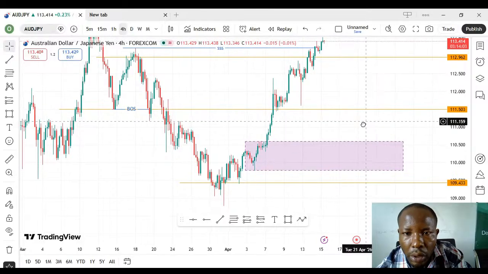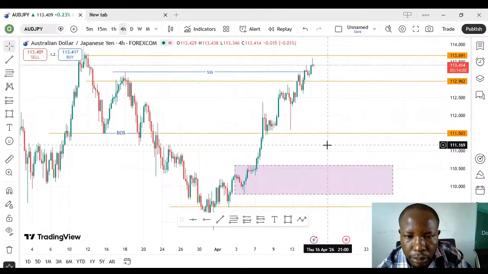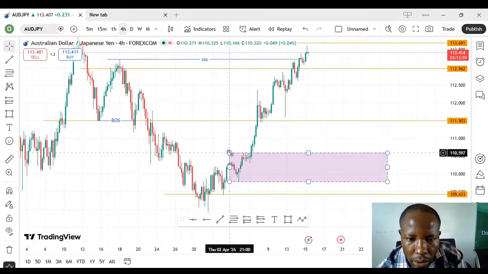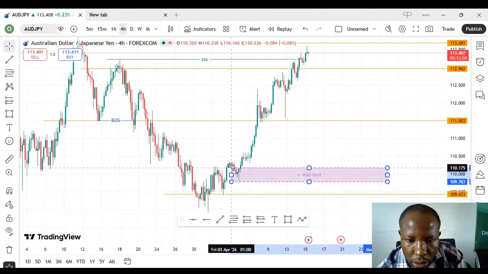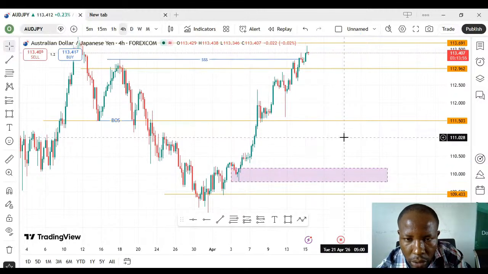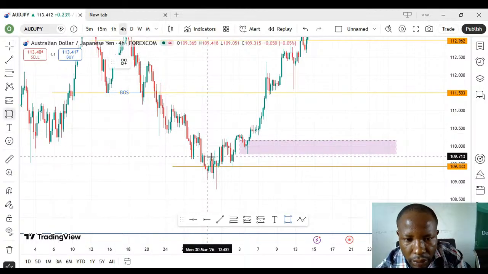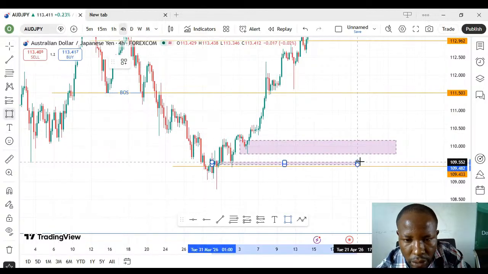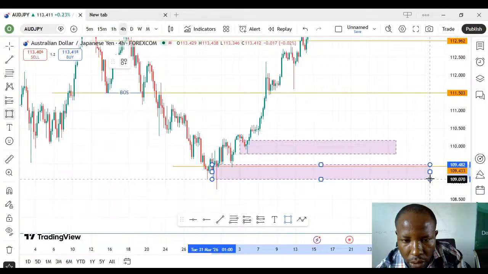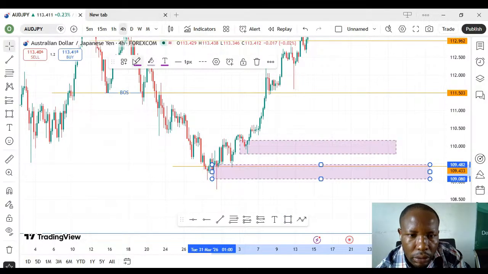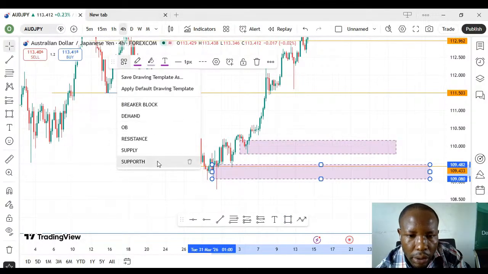So the next zone, let's align this to the demand level. Let's even get that support zone. Let's mark out that support zone.